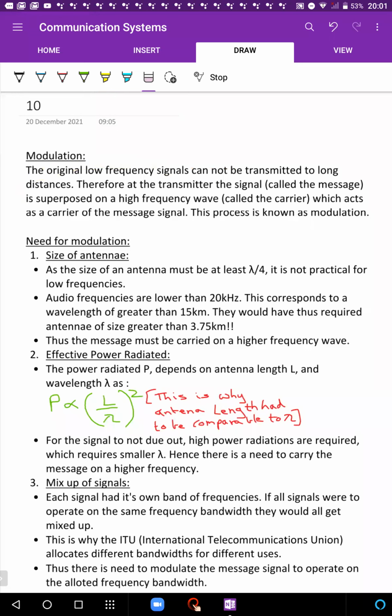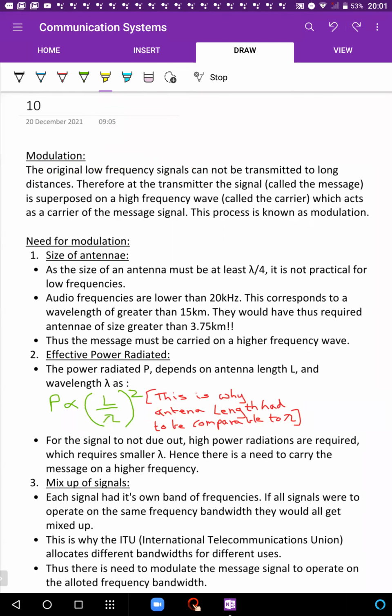So power radiated depends on (L by lambda) whole square. This is why the antenna length had to be comparable to lambda. What I was mentioning earlier, antenna length lambda by 4 के आसपास at least होना चाहिए. So this is why you see that it has to be comparable to lambda. Lambda बड़ा रखोगे, L छोटा रखोगे, power radiated will be very small.